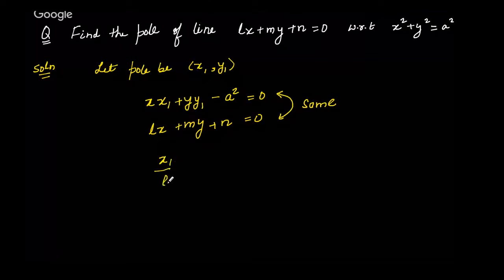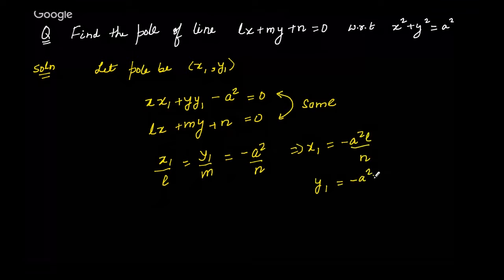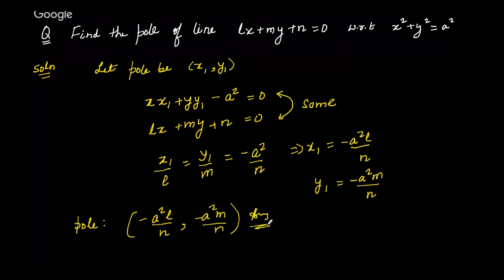So it's x1 by L will be equal to y1 by M and will be equal to minus a square by N, which clearly gives you x1 as minus a square L by N and y1 as minus a square M by N, correct? So your pole coordinates will be minus a square L by N, comma, minus a square M by N. So this becomes your answer. No doubt about that, guys.